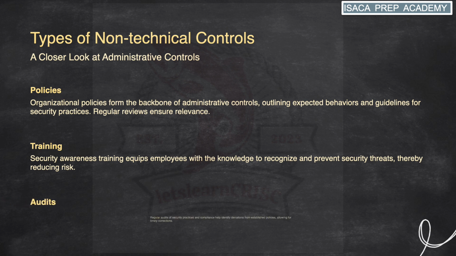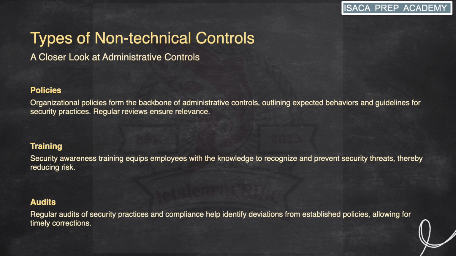Next type is audits. Friends, regular audits of security practices and compliance serve as an essential tool in maintaining the integrity of an organization's security framework. And by systematically reviewing adherence to the established policies and regulatory requirements, audits help to identify any deviations or shortcomings in security measures. And this proactive approach enables organizations to detect potential vulnerabilities or non-compliance issues promptly.